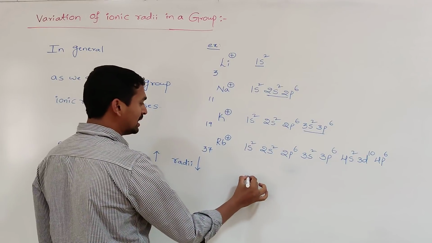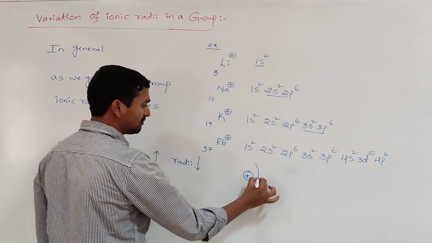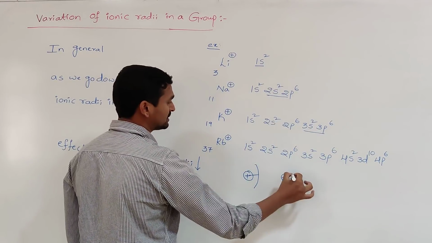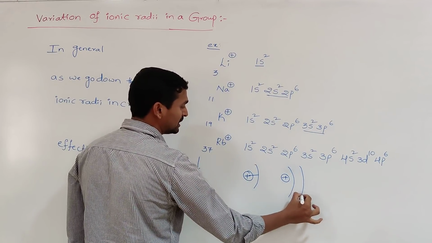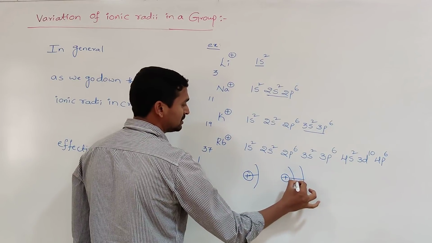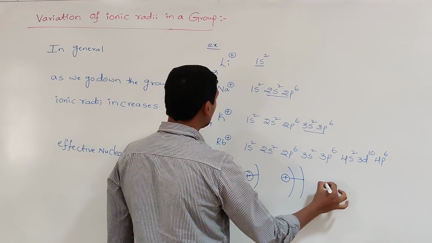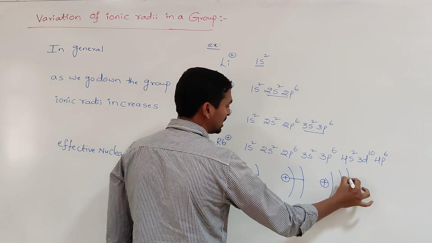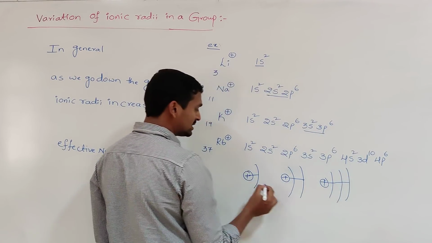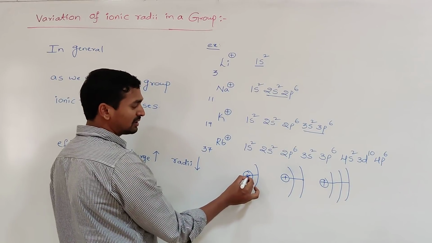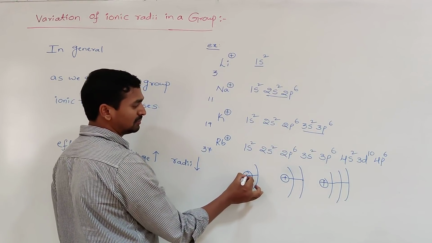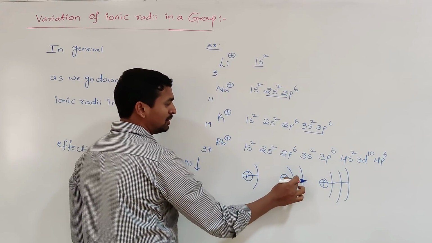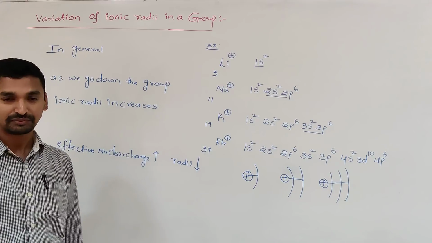That very clearly indicates, in the first case, first shell, this is the distance. In the second, the sodium plus ion, the electrons are present in the second shell. In the case of potassium, the electrons are present in the outermost shell, that is the third shell. This clearly indicates the effect of the increasing electron cloud from the nucleus. It increases from lithium to sodium, sodium to potassium plus.